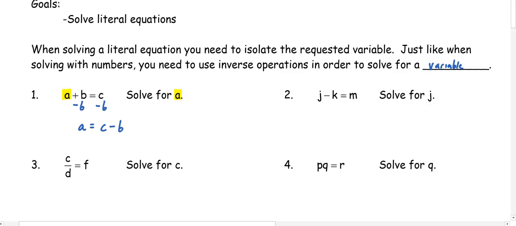Number two, solve for J. So J needs to stay in place. So we have J minus K, so the inverse is to add K to both sides. So we get J equals M plus K.